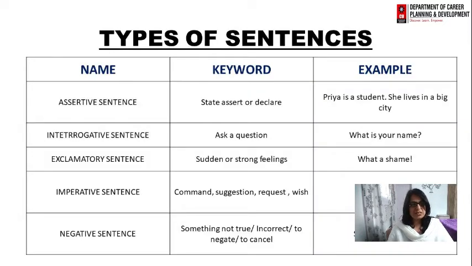I have listed here the five types of sentences: assertive sentence, interrogative sentence, exclamatory sentence, imperative sentence, and negative sentence. Please have a look at this table and then we are going to thoroughly describe what these different sentences are, and we are going to discuss the examples too.